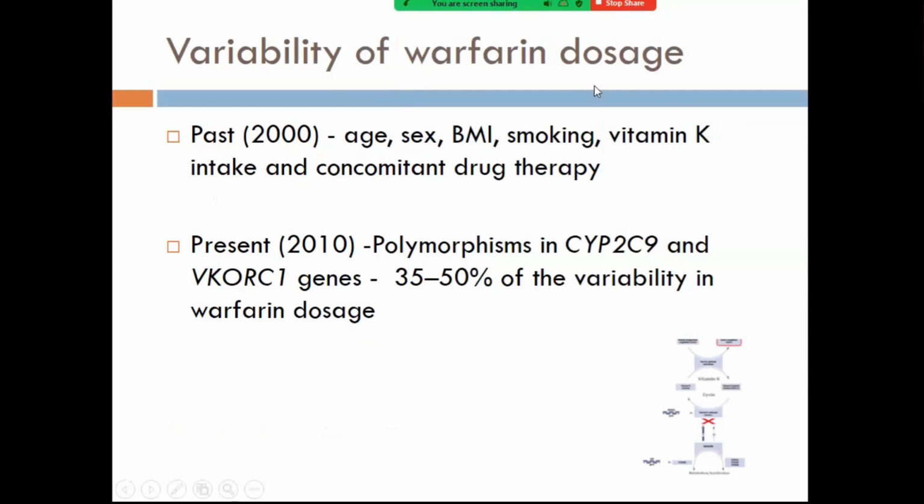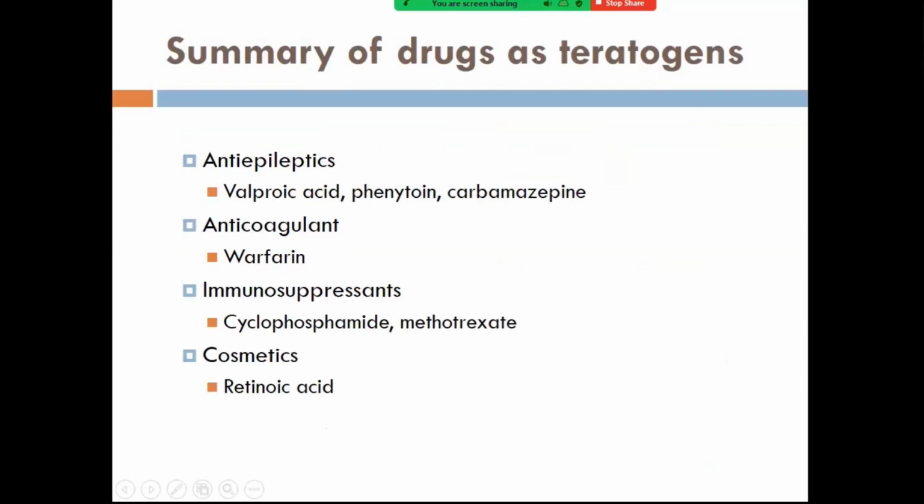Regarding variability of warfarin doses, before 2000 it was age, sex, BMI, smoking, vitamin K intake, and concomitant drug therapy. Now what we do, you can test the genes, and there is 35 to 50% variability in warfarin doses. Whether this polymorphism is there or not, you can change the dose of warfarin according to that.